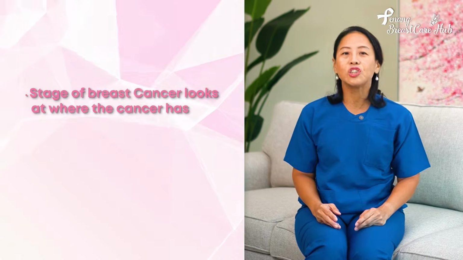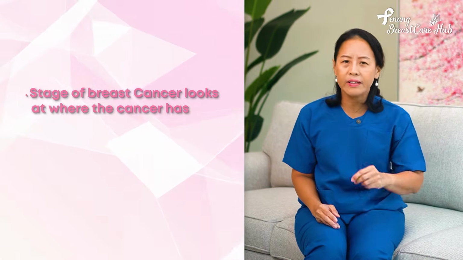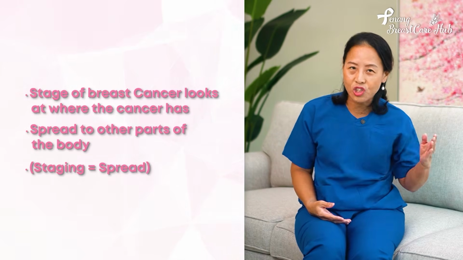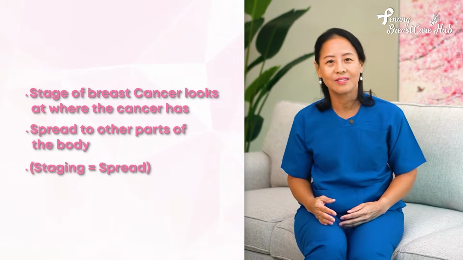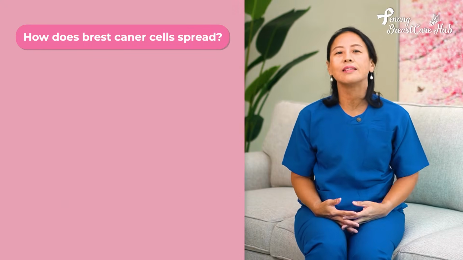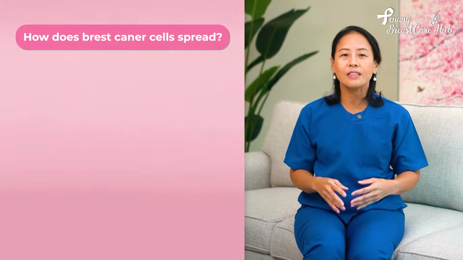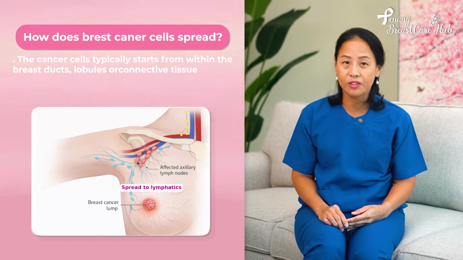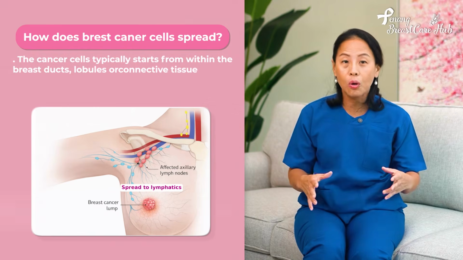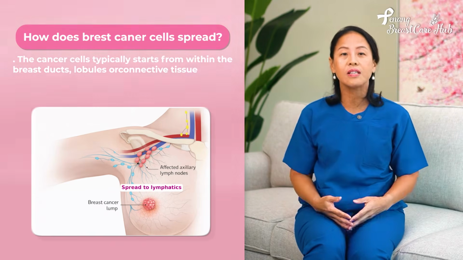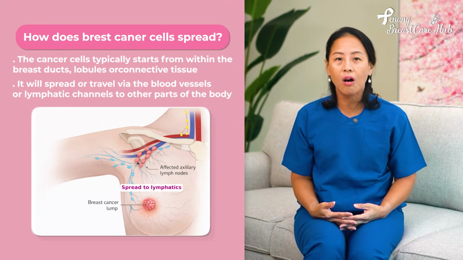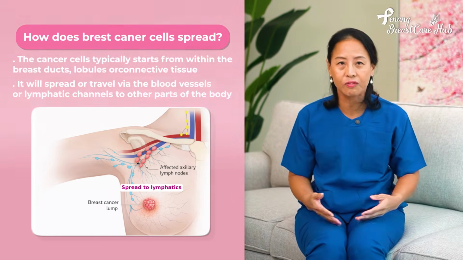What does a stage of breast cancer mean? Stage of breast cancer looks at whether the cancer has spread to other parts of the body. So remember, staging equals spread. How do breast cancer cells spread? The cancer cells typically start within the breast ducts, lobules or connective tissue. They start to grow and divide abnormally, invade out of the wall, and spread or travel via the blood vessels or the lymphatic channels to other parts of the body.